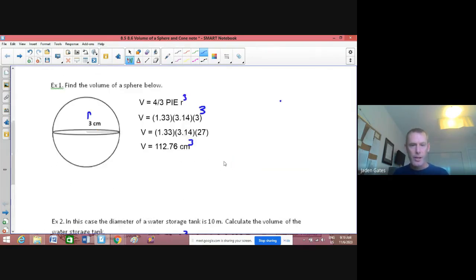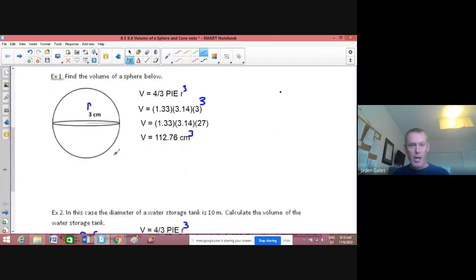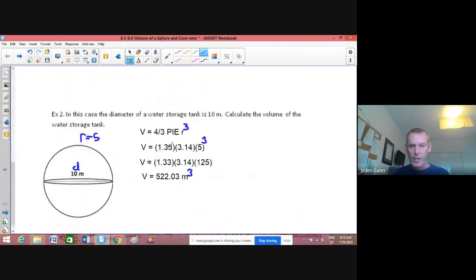So that's this twist. Normally you have the radius, but I can give you the diameter. So that's the twist of this equation. But again, same kind of things where I'm converting fractions to decimals, and again, following BEDMAS once I get things substituted in.